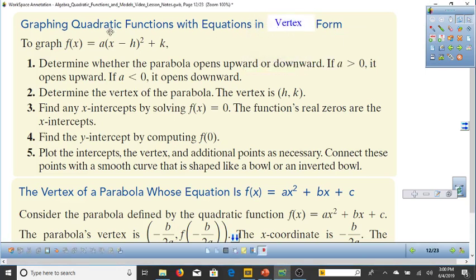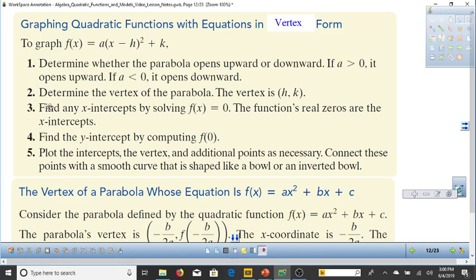With vertex form, we have the a that tells us whether the graph opens upward or downward, and how narrow it is, whether it's narrower than the standard or wider. The h tells us whether the graph of x squared is shifted to the right or the left, and k tells us whether it is shifted upward or downward. All right, what we want to do now is find that information and also the axis of symmetry, which is x equal to whatever h is.